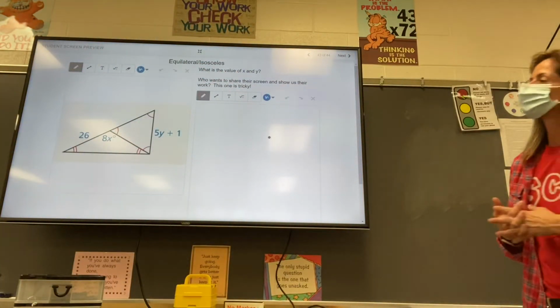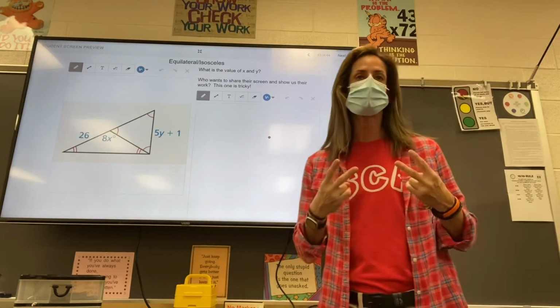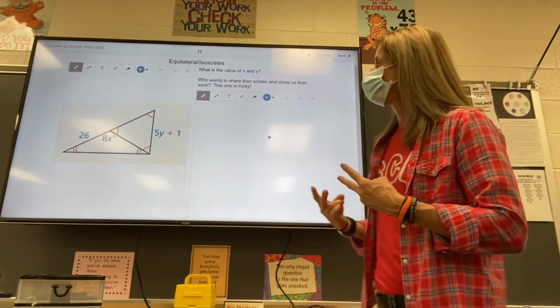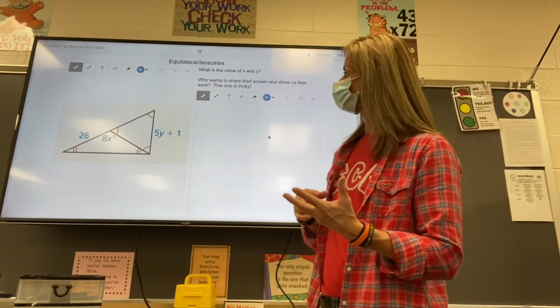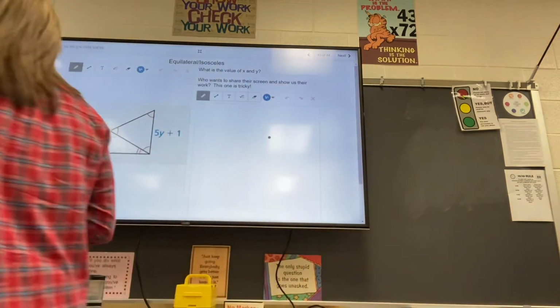This one's tricky. So what is the value of x and y? We have two unknowns that we're going to have to solve for. We're going to have to find x, and we're also going to have to find y. So what do we know?